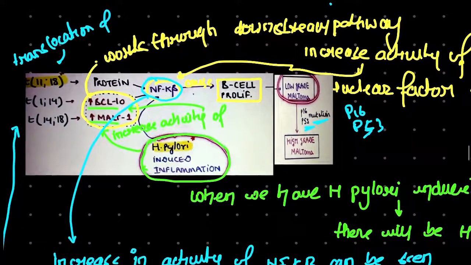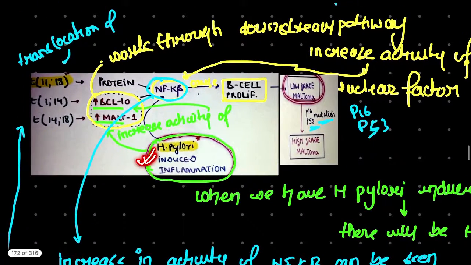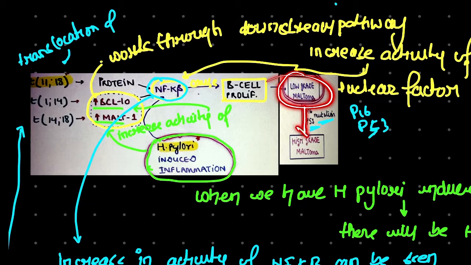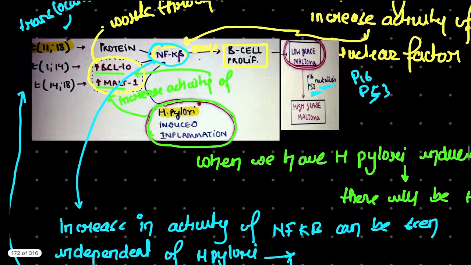Okay, so what we said till now is we talked about H pylori. H pylori will cause the increase in activity of BCL and MALT1, and these will cause increase in activity of nuclear factor kappa beta, right? And this nuclear factor kappa beta will cause B cell proliferation, and that will cause low grade maltoma. This low grade maltoma will be converted into high grade maltoma. That's all.